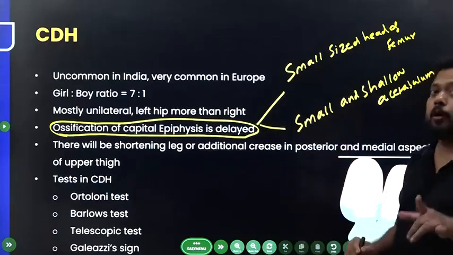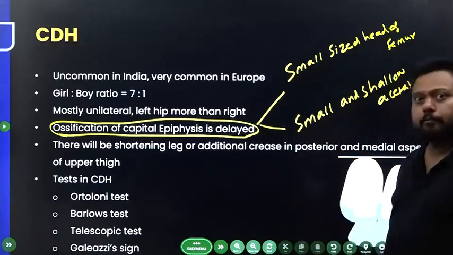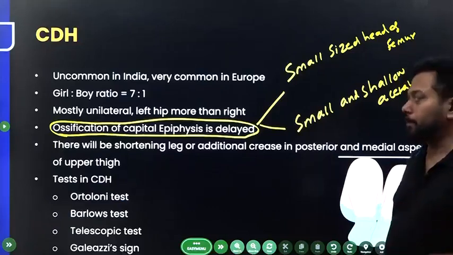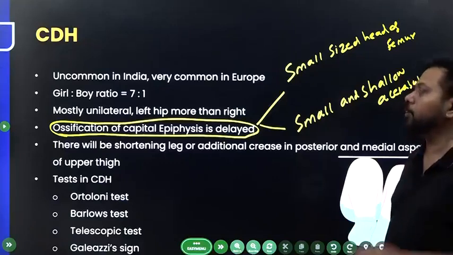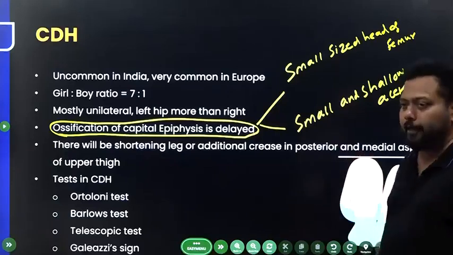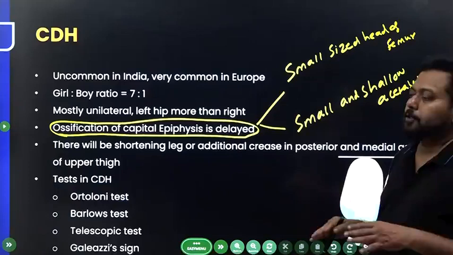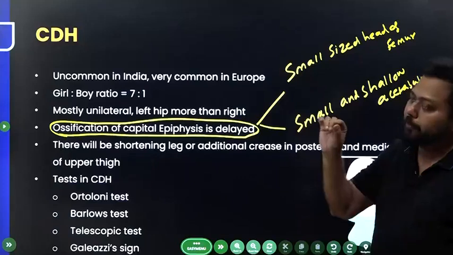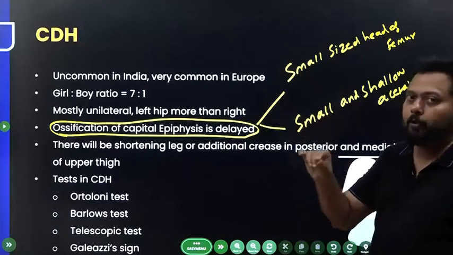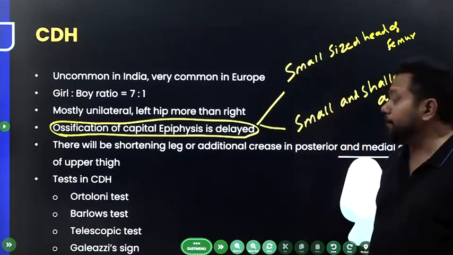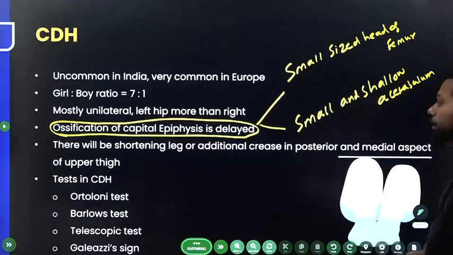Among the two, the most common deformity is a small and shallow acetabulum, as Campbell says. So the primary thing is a small and shallow acetabulum. There will be shortening of the leg and an additional crease in the posteromedial aspect of the thigh. When you see the baby from behind, normally a fold will be there in all babies. In a baby with developmental dysplasia hip, there will be an additional crease in the posteromedial aspect of the upper thigh.